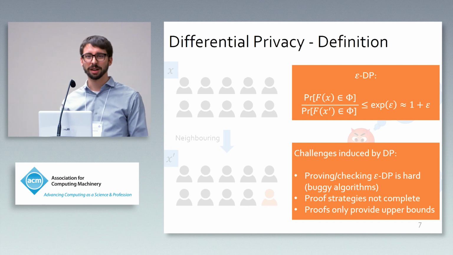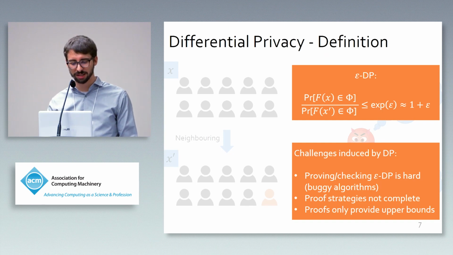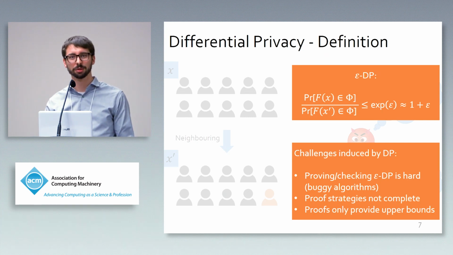Now, differential privacy induces a number of challenges. First of all, it's very hard to prove epsilon differential privacy. And even if you don't care about the formal proof and just informally want to investigate if your algorithm might satisfy epsilon differential privacy, this is quite hard, which is also witnessed by a number of buggy algorithms that have been proposed in the past. Another issue that you would probably expect is that there is no complete proof strategy out there. So whatever proof strategy you're trying to do, you're not guaranteed that it always works.